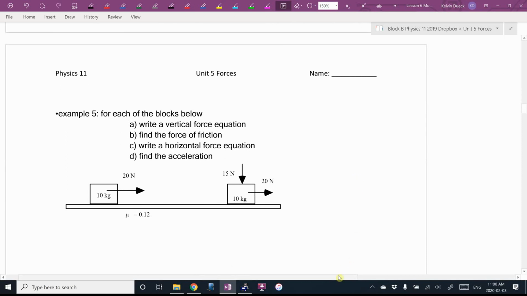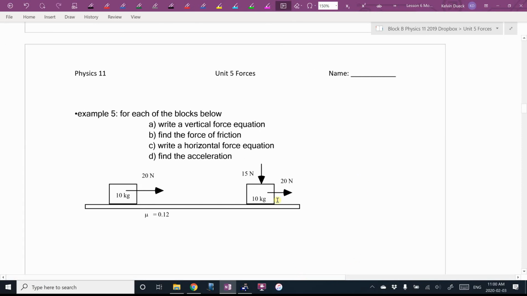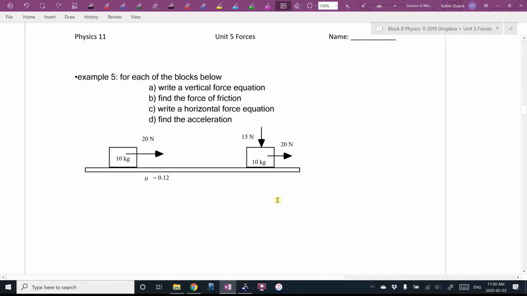I like example 5. Example 5 is a nice question. It says, for each of the blocks below, write a vertical force equation, find the force of friction, write a horizontal force equation, and find the acceleration. I might just give you part D as the question, because to do part D, you'd have to walk through part A and part B and part C.